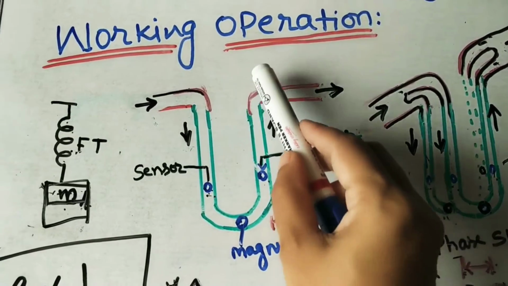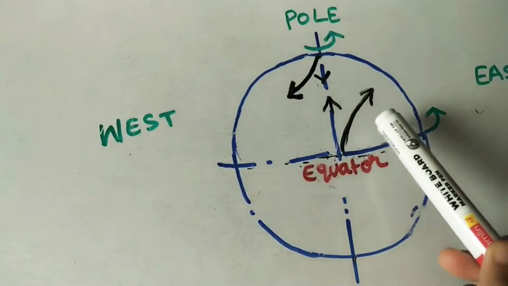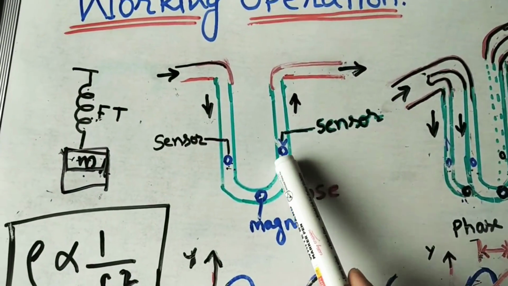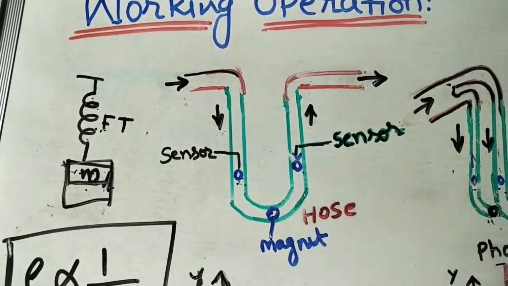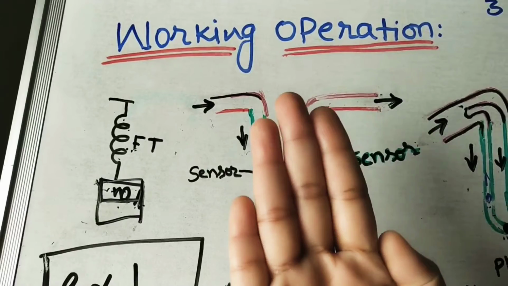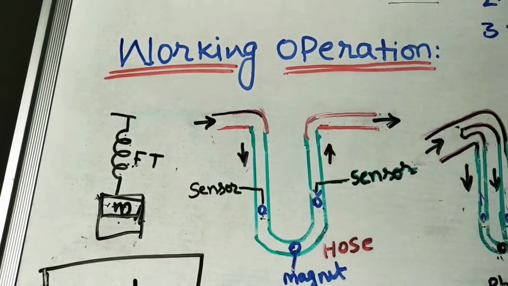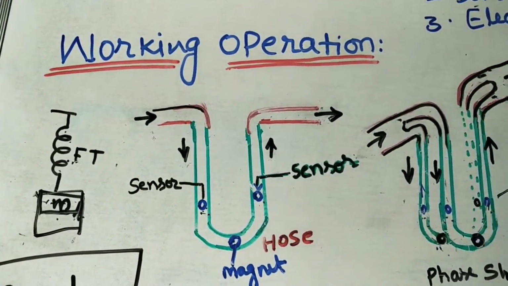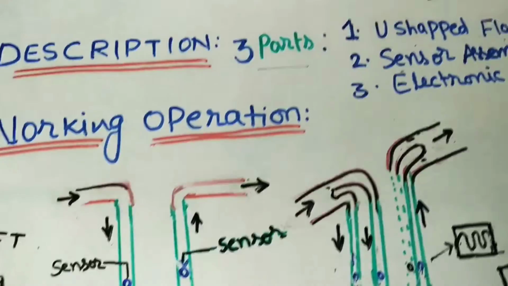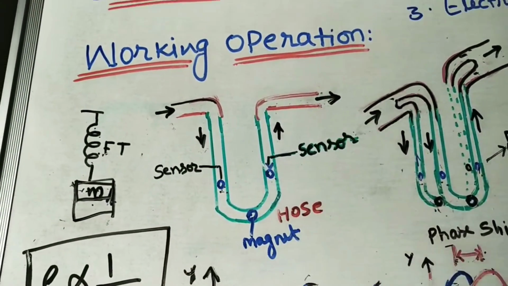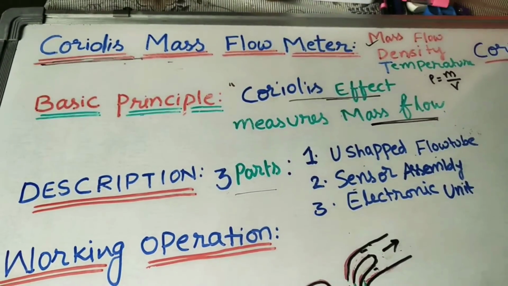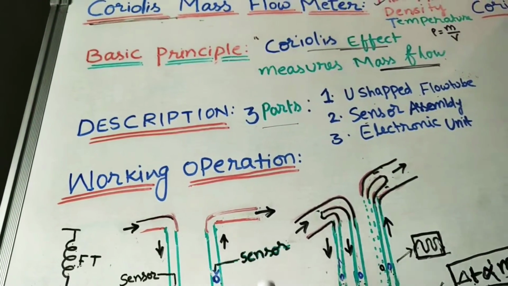And here flow is going upward. Whenever it is going upward, the projectile will come like this. Because of the fluid in the upward direction, this side of the pipe will also twist. So the entire flow tube will twist. Instead of staying in the same parallel plane, it will twist like this. This twist is coming because of the Coriolis effect. This Coriolis effect will measure the mass flow of the flowing fluid. So this is the main basic principle of it, and we will see how we can measure the mass flow in the working operation.